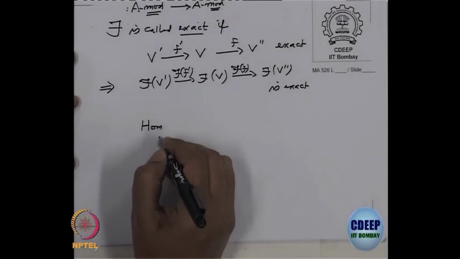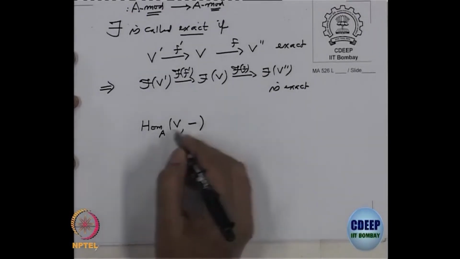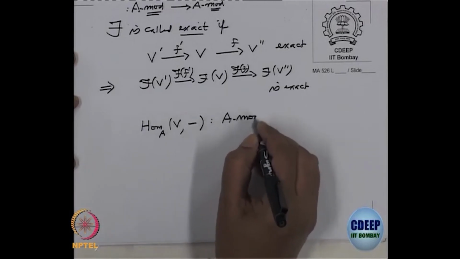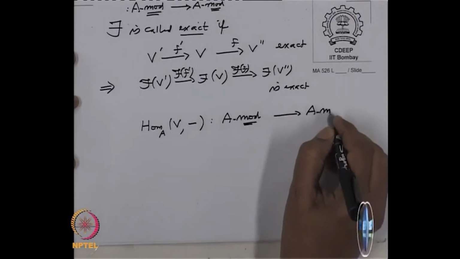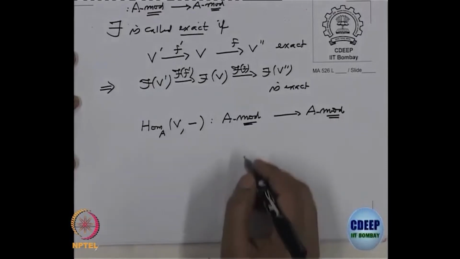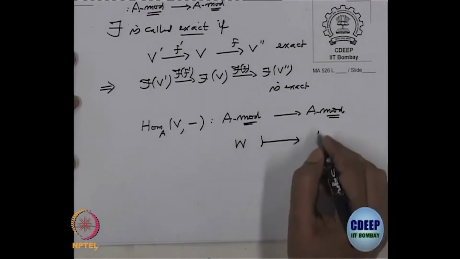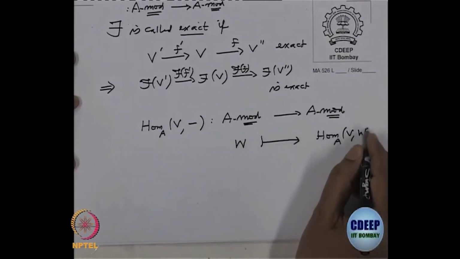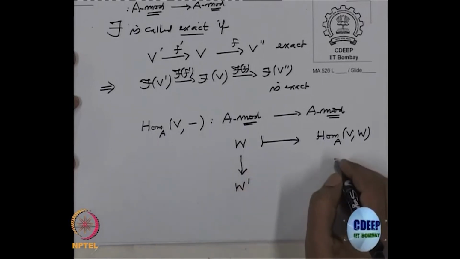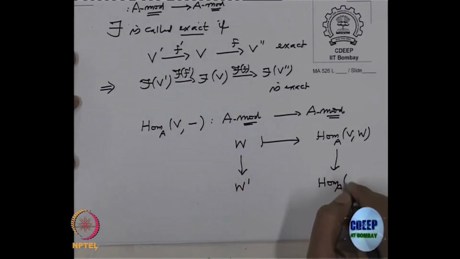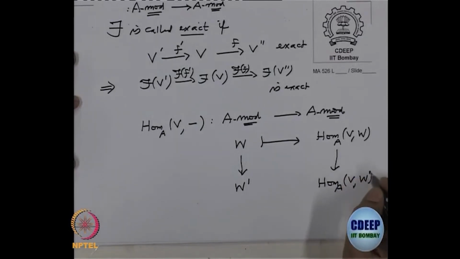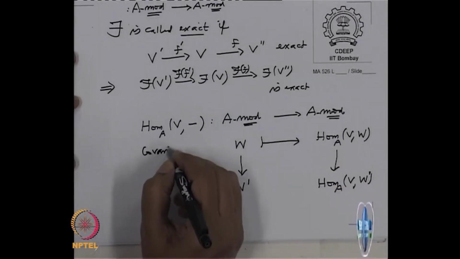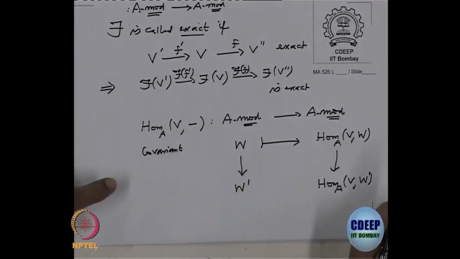Now, we have seen that this Hom_A(V, -) is a functor from A modules to A modules. Is it covariant or contravariant? This is covariant, right, because it maps W to this, and if you have a map from W to W', you should have a map between the Homs. What is this map? You take a morphism f from V to W and then compose with this. So, you get it in the same direction. So, this is covariant, and you have seen that this may not be exact, this is not an exact functor, but it is left exact.